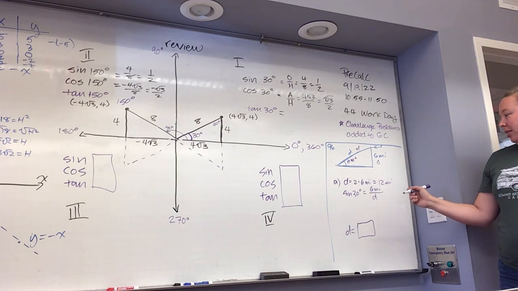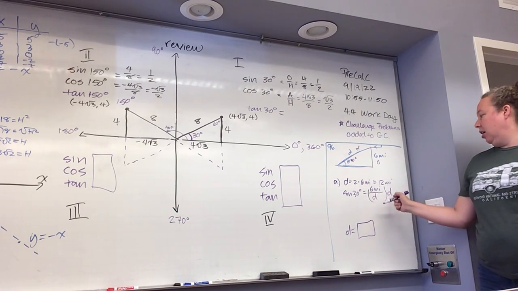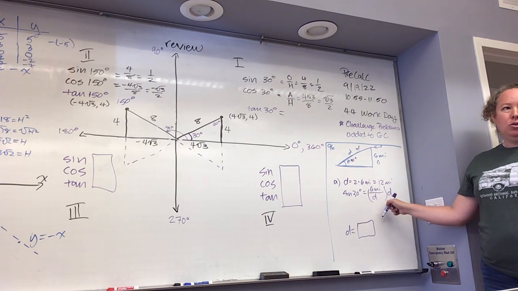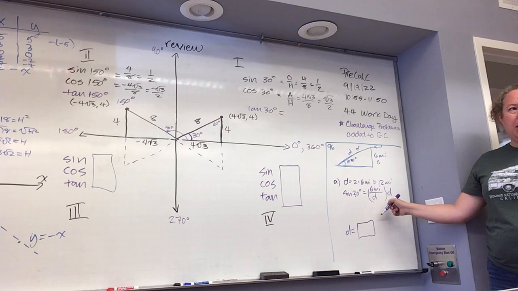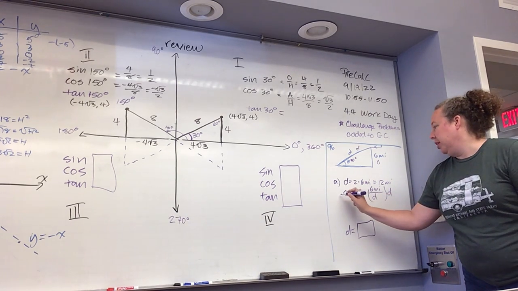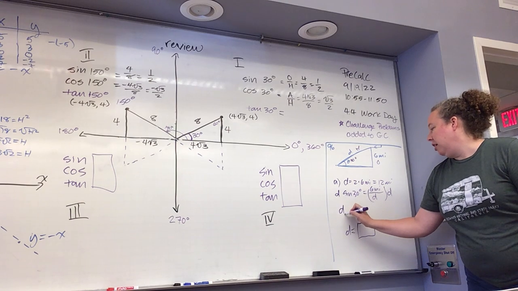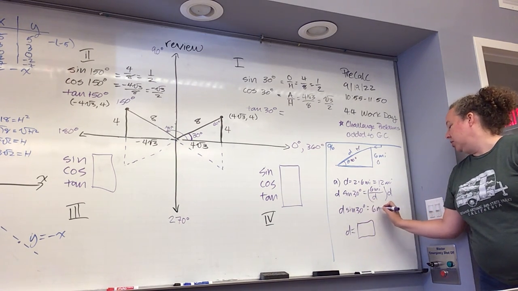D sine 30 equals 6. Right. So to get D out of the denominator here, we can multiply by D. We're doing the opposite operation: here we've got 6 divided by D, so we multiply by D. If we multiply this side of the equation by D, we have to multiply the other side by D. So now we have D times the sine of 30 degrees equals 6 miles.